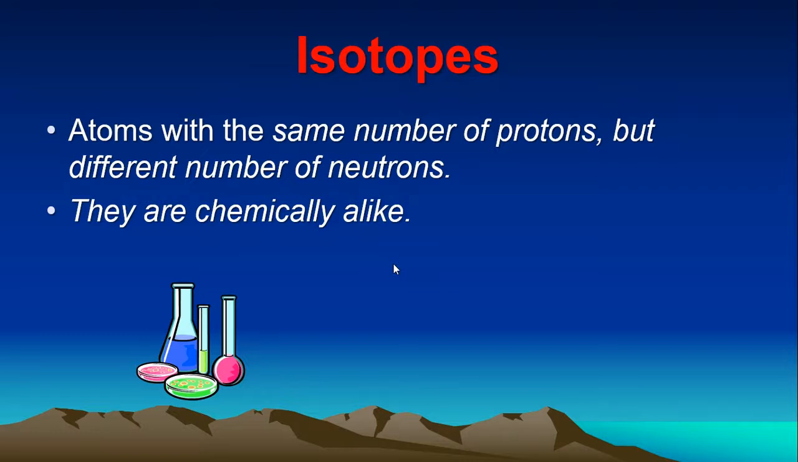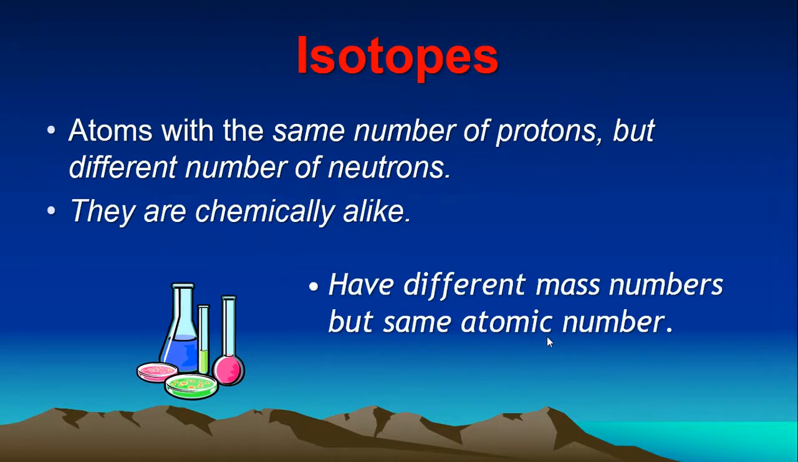Neutrons are not involved in chemistry. The only things really involved in chemistry are your electrons, and if you're doing nuclear chemistry, your protons. But because we're not changing those things, the isotopes behave chemically similar. And different isotopes of oxygen behave the same way. They're just a little heavier. Okay, so they're going to have different mass numbers because mass number is protons plus neutrons, but the same atomic number, same number of protons.